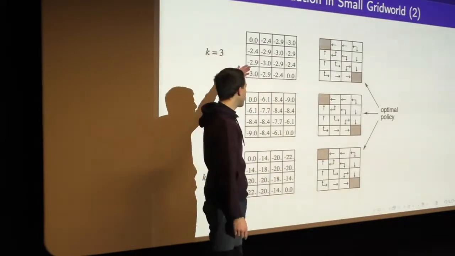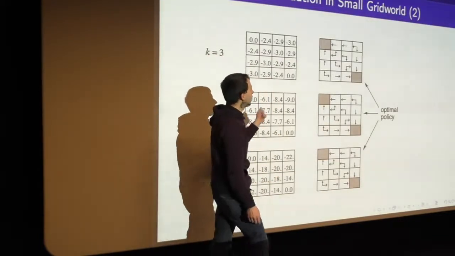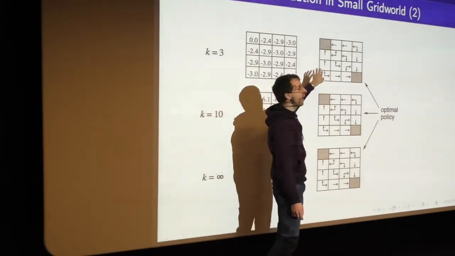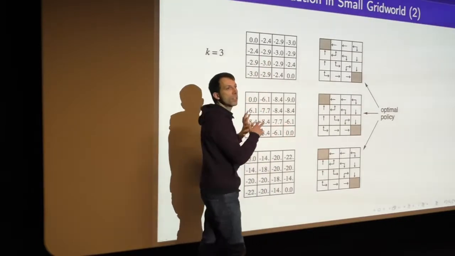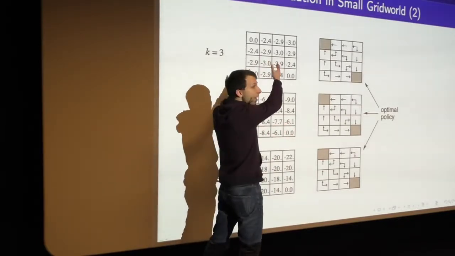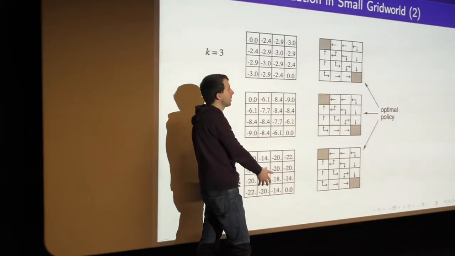After just 3 iterations, before we've even iterated this all the way to convergence, we already have the optimal policy when we behave optimally with respect to this value function. So hold that thought. This intuition is going to be useful later, that you don't actually have to iterate this thing all the way to convergence.